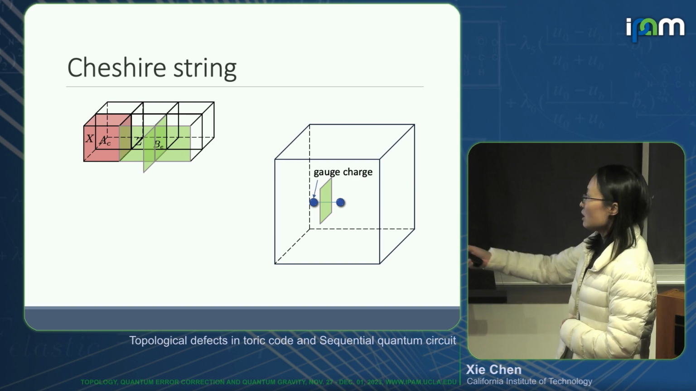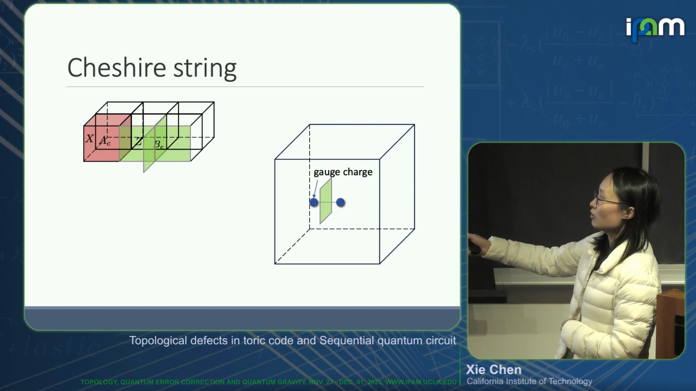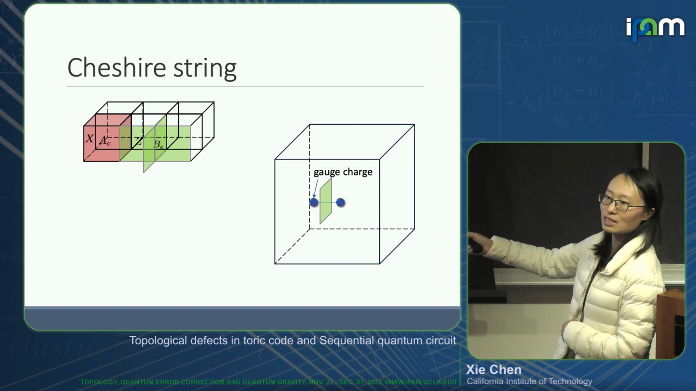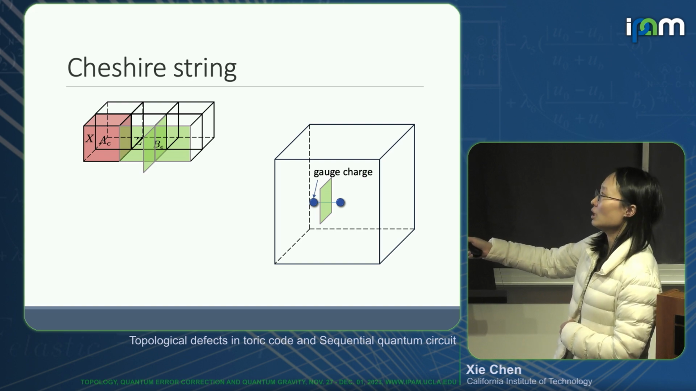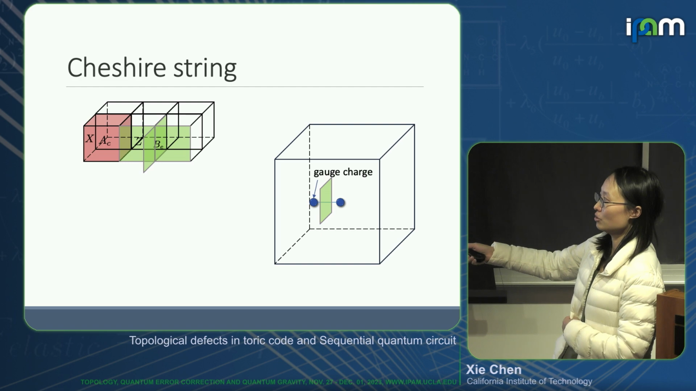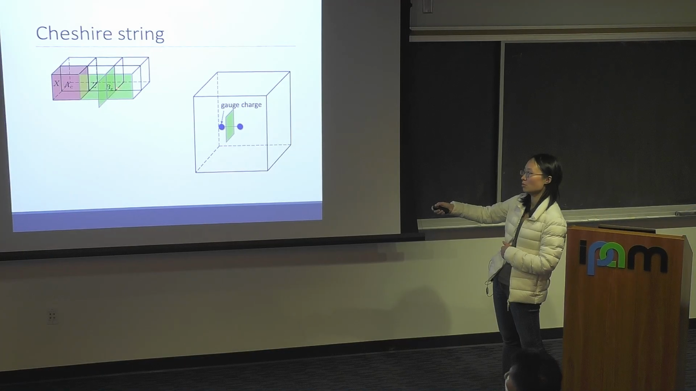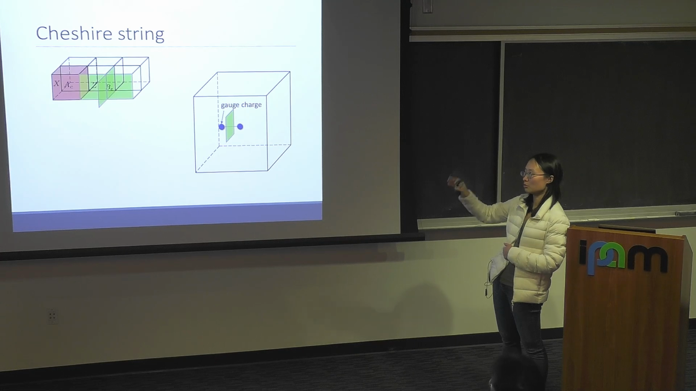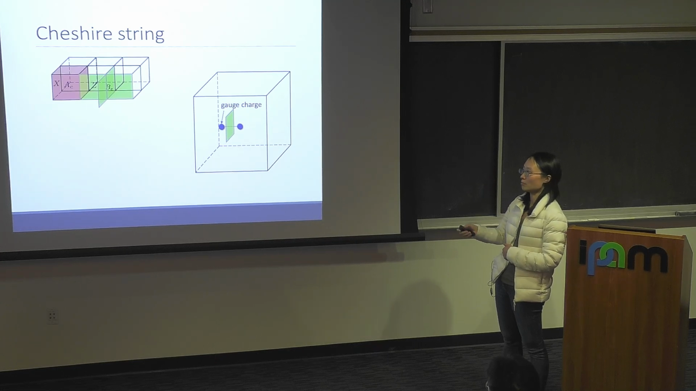Okay, so the Cheshire string is a type of defect or excitation inside, let's just say, the usual toric code. So we still have the same bulk excitation with the cube term and the four-body edge term. So the bulk Hamiltonian is still the same.